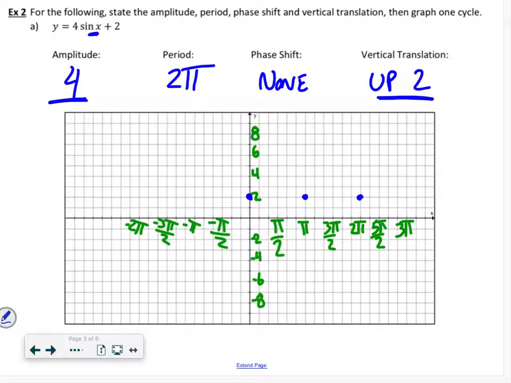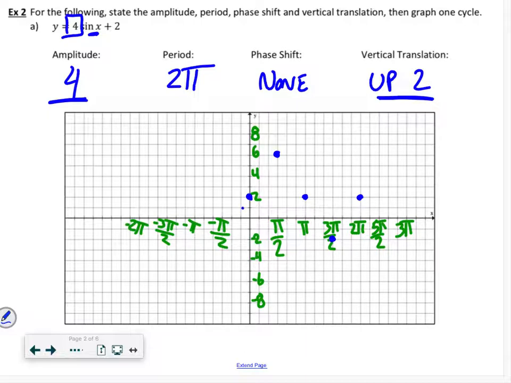Because it's a positive sine function, at the start I'm going to cut the first half in half again, and I'm going to go up by my amplitude. So at pi by 2, I'm going to go up to 6. Then I'm going to cut the second half in half. I'm going to go down by my amplitude. So at 3 pi by 2, I'm going to go down 4. I'm going to be right there.